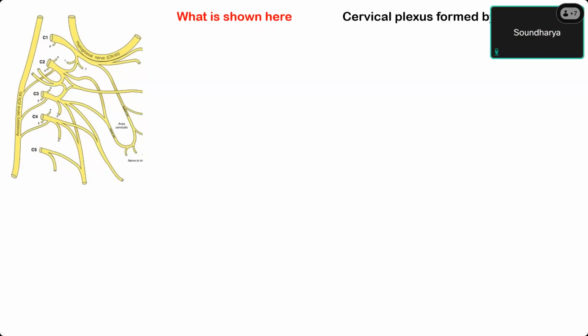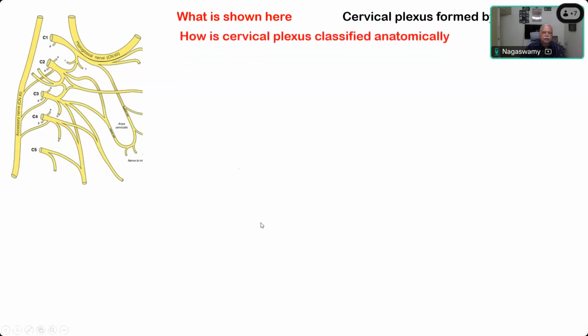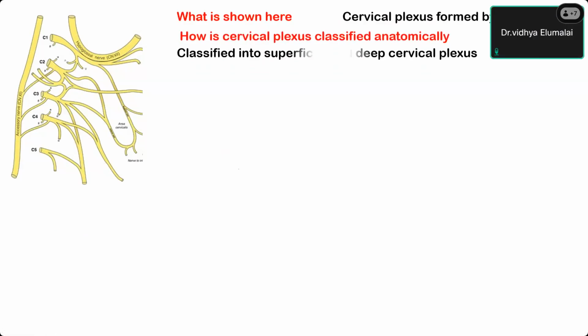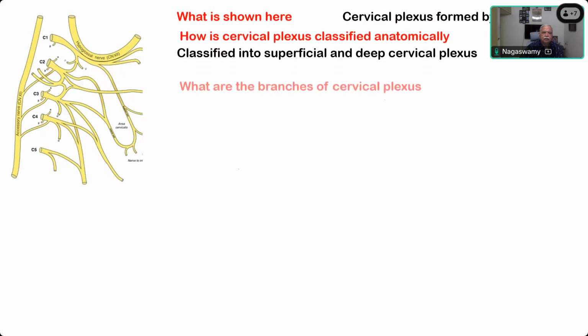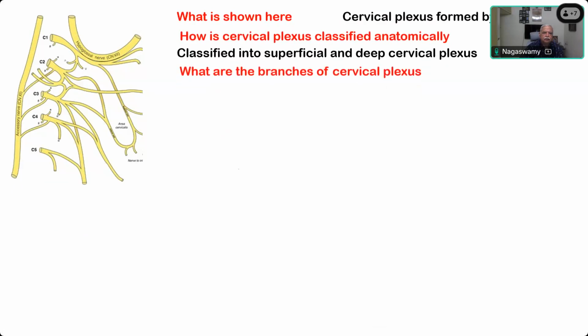What is shown here? Cervical plexus. Excellent. Cervical plexus block formed by C2, C3 and C4. Okay. How is the cervical plexus classified anatomically? Superficial and deep cervical. Very good. Excellent. What are the branches of cervical plexus?